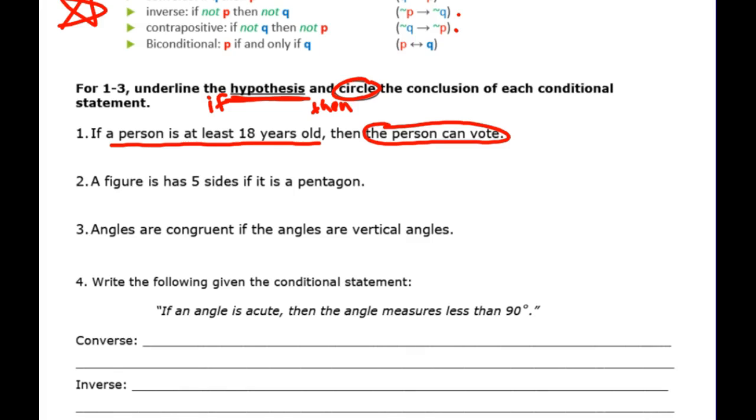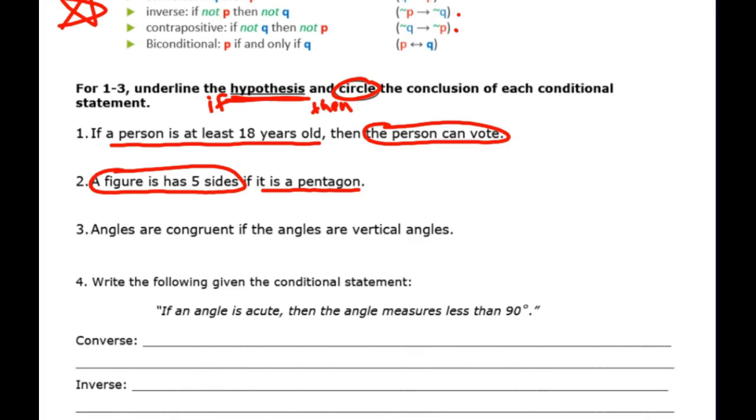But number 2 and 3, please notice 2 and 3 do not start with an if. 2 and 3 start with a figure and angles. So I've got to look later in the sentence. So on number 2, my if is in the middle, so I'm going to underline after the if. This is backwards, but that's all right. Since there is no then in this sentence, that means the first part of the sentence is the conclusion, so I circle that. This one's backwards because if is in the middle.